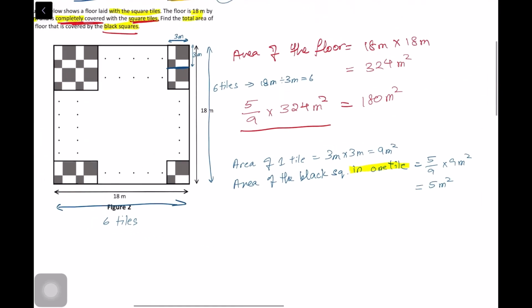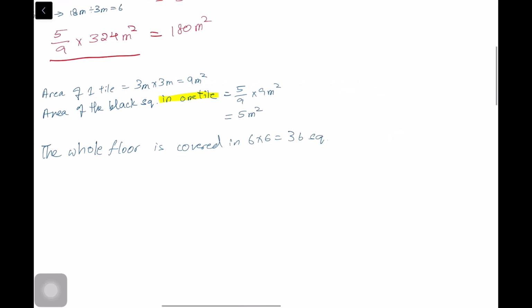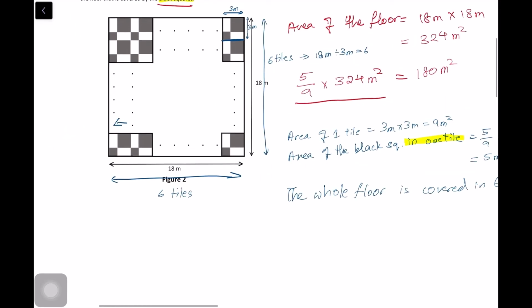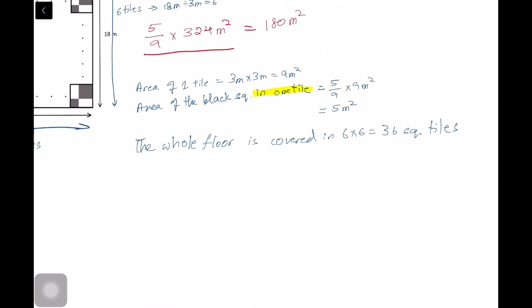So this would mean that the whole floor is covered in 6 times 6, which gives us 36 square tiles. Here we have 6 tiles, and then here we would also have 6 tiles. So 6 times 6 gives us 36 tiles, covering the whole area of the floor.